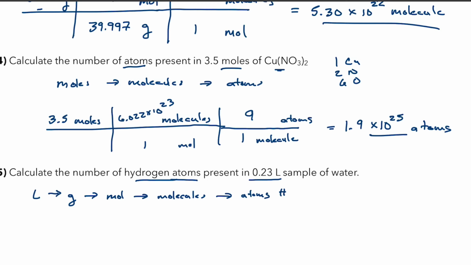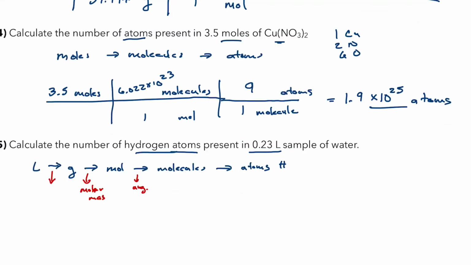Now, let's talk about some connection pieces. I'm going to switch colors just for a second because this is where students get stuck. This we know. This is Avogadro. This is molar mass. The problem that students mess up is what is this connection? Now that connection piece is density.